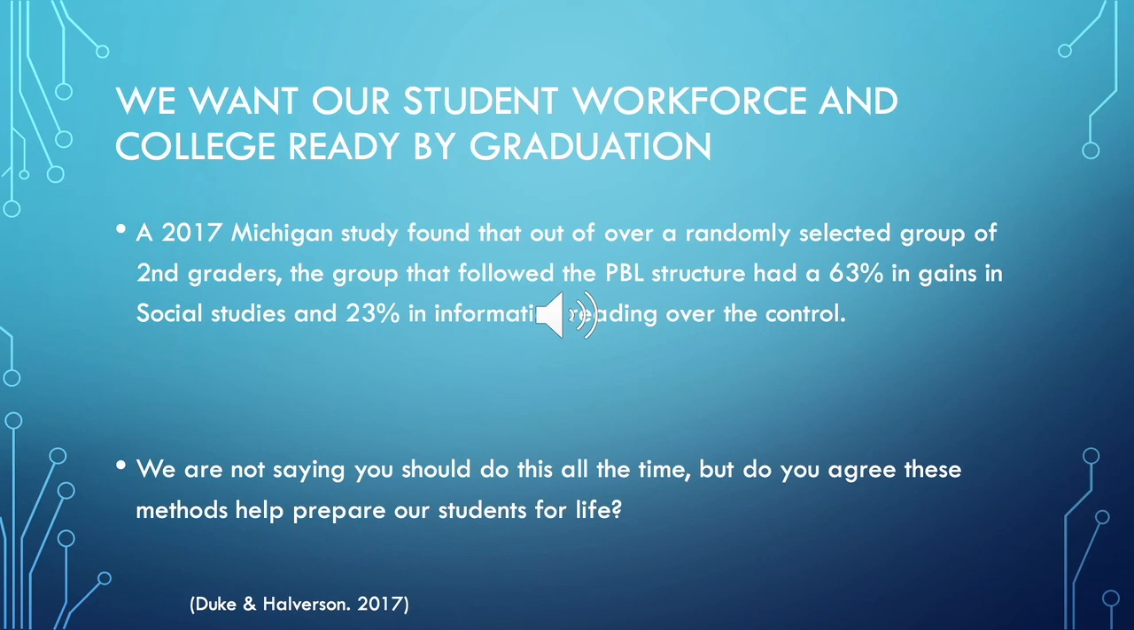Finish it up with a little bit of data points. I know you all like data points. We want our student workforce and college ready by graduation. A 2017 Michigan study found, over a randomly selected group of second graders, two groups, one control and one that followed the PBL structure. The one that followed the PBL structure had a 63% gain in social studies and a 23% gain in information reading. We're not saying this is complete causation, but this is one drop in the bucket of many, many studies. There's a lot of evidence that this is going to be effective at improving our qualitative skills, but it's also going to improve our numbers and testing of their quantitative skills. So it's going to really improve everything overall.